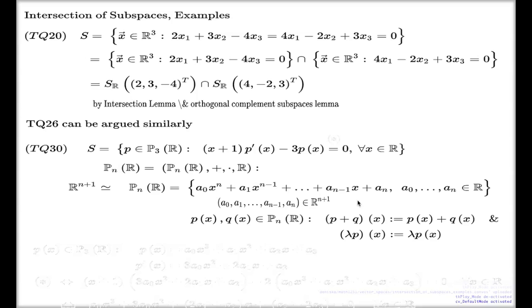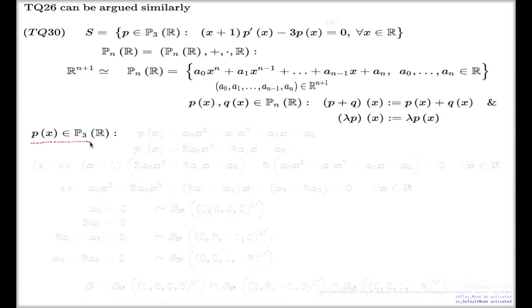Now listen how we're going to argue question 30. If you do this question in your tutorial, your tutor will probably argue it via the subspace theorem directly, but my job today is to make the linkage to the intersection lemma and the orthogonal complement lemma. Here's the linkage. Look at this. Imagine I have a polynomial of degree at most 3. So imagine I have a polynomial from this set, of degree 3 or less. Here is the explicit form of that polynomial.